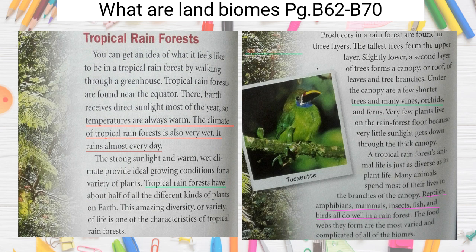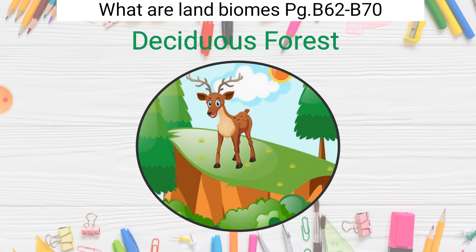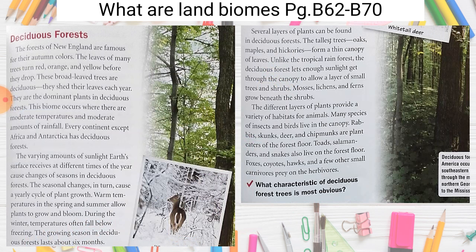Let's go to the second biome of the day, deciduous forest. Draw this on the cover of the foldable. Now it's your turn. Read carefully the part of the book that talks about deciduous forest. You can pause the video while you read.